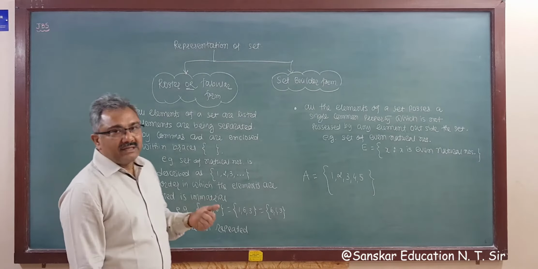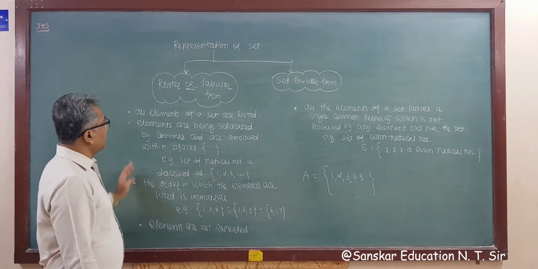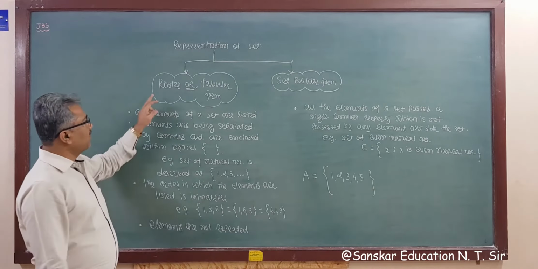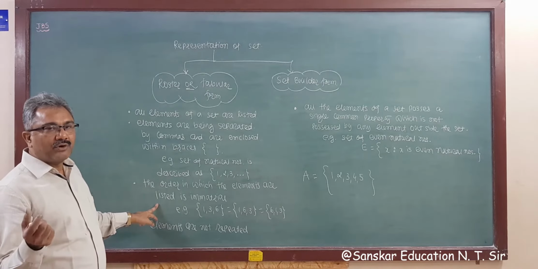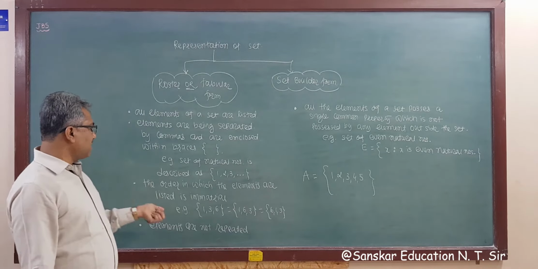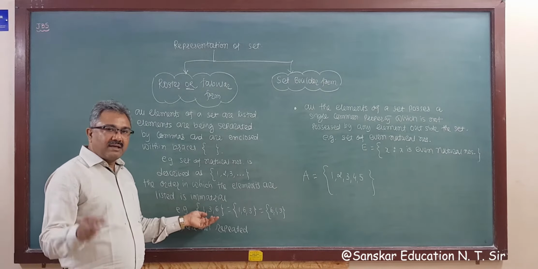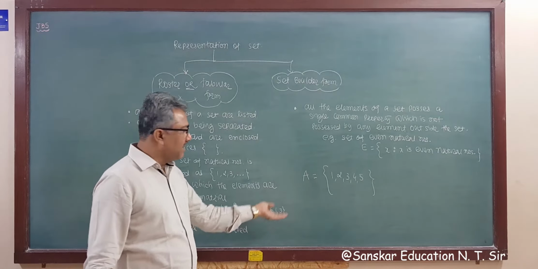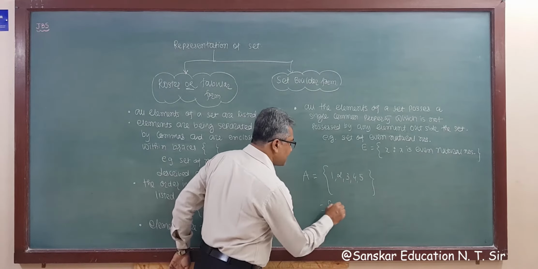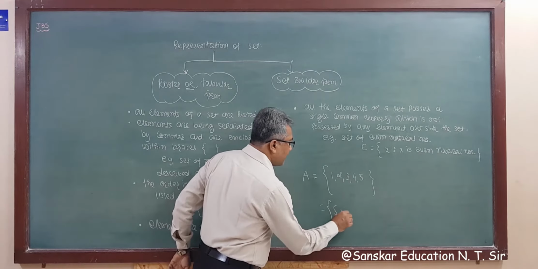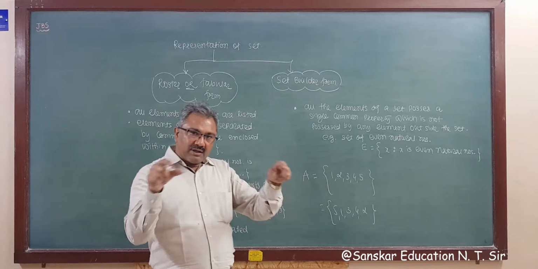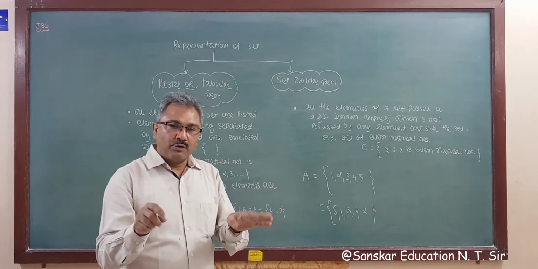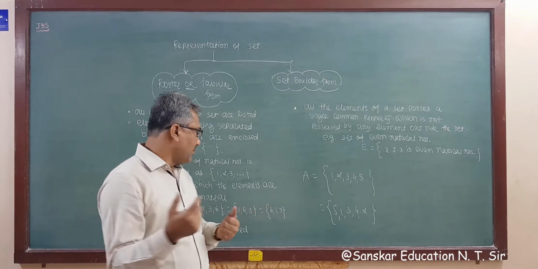In the listing method or roster method, the order in which the elements are listed is immaterial. That is, the order of the elements is not important. For example, if we take 1, 3, 6, you can write 1, 6, 3, or 6, 1, 3. Instead of 1 2 3 4 5 you can write 5 1 3 4 2. This is also okay. So the order of the numbers is immaterial. You can write them in any order.